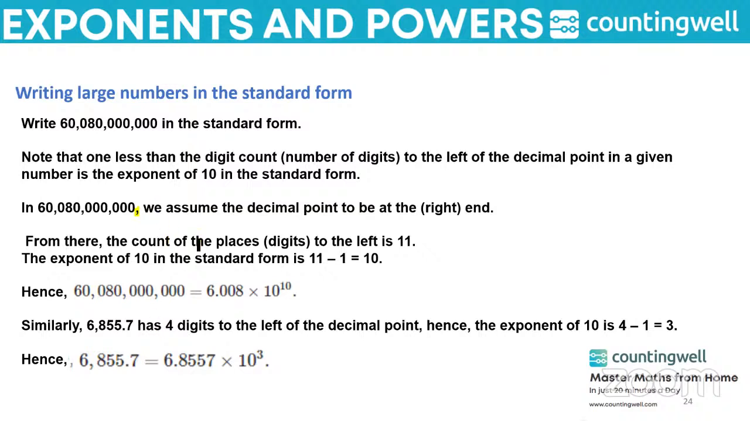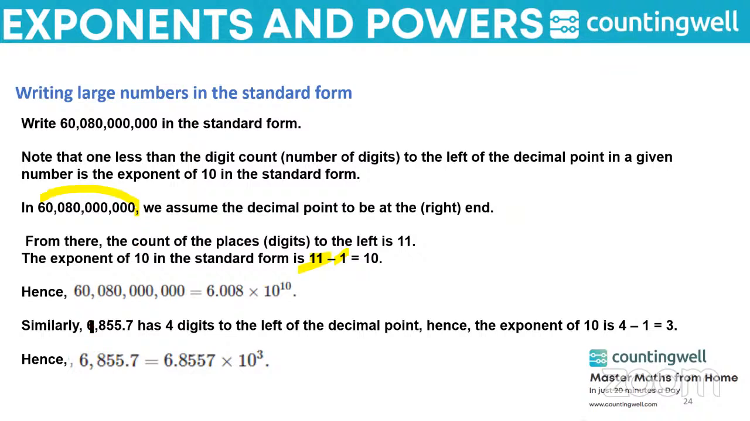Then we have to count the places to the left. So how many numbers are there on the left side? We have a total of 11 digits. So the exponent of 10 will be the number of digits minus 1. So we have 10. So we write it as 6.008 into 10 raised to 10.